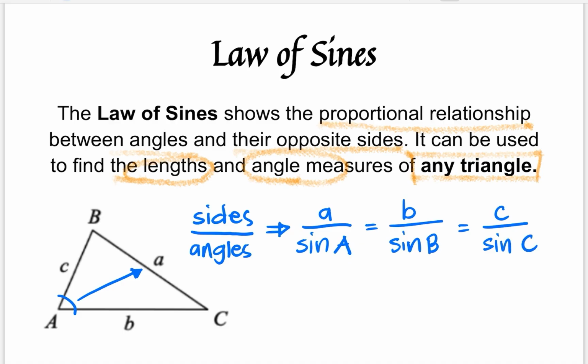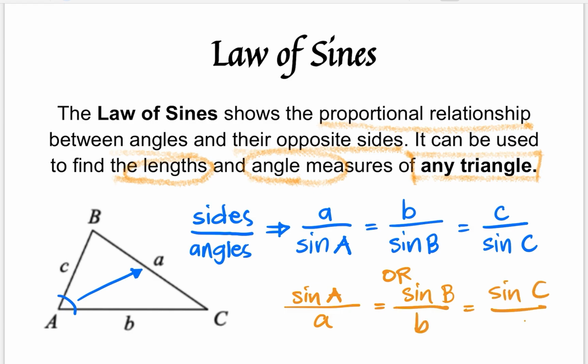Now, sometimes the equation will be switched, and you can switch this and still come up with an equation. So you can actually see this inverted. The angles are going to be on top: sine A over its corresponding side a, sine B over b equals sine C over c. And yes, we are going to come up with the same answer.